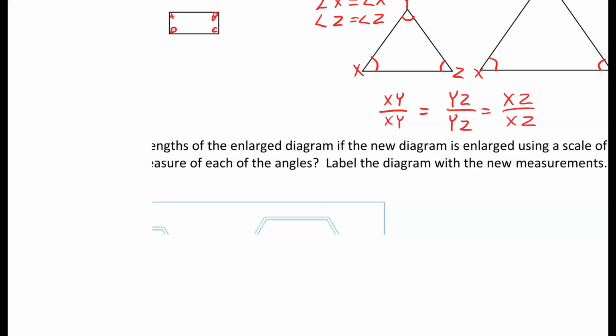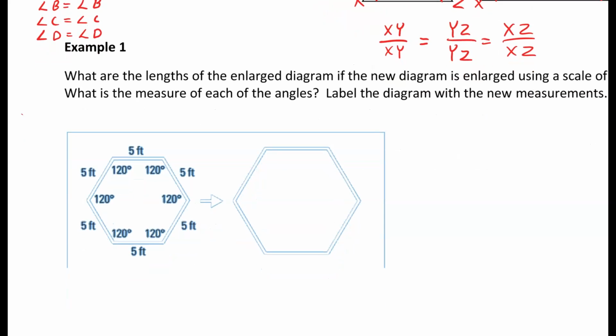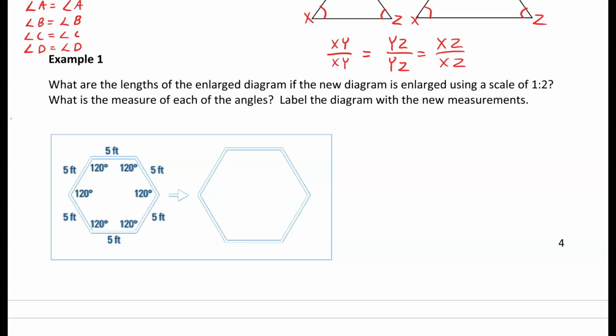In example 1, what are the lengths of the enlarged diagram? Important here, it says enlarged. So we know that it is getting bigger. If the new diagram is enlarged using a scale of 1 to 2, what is the measure of each angle? Notice how we have an angle here of 120. We have to figure out what this angle would be. It says label the diagram with the new measurements.